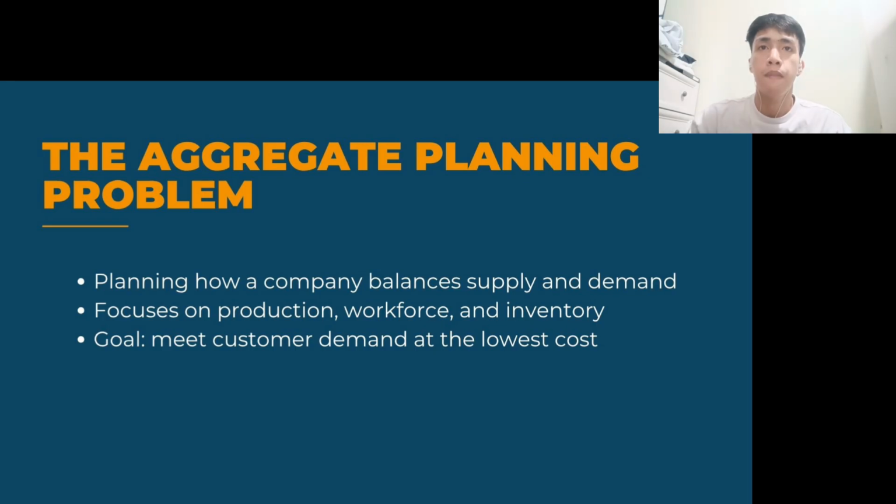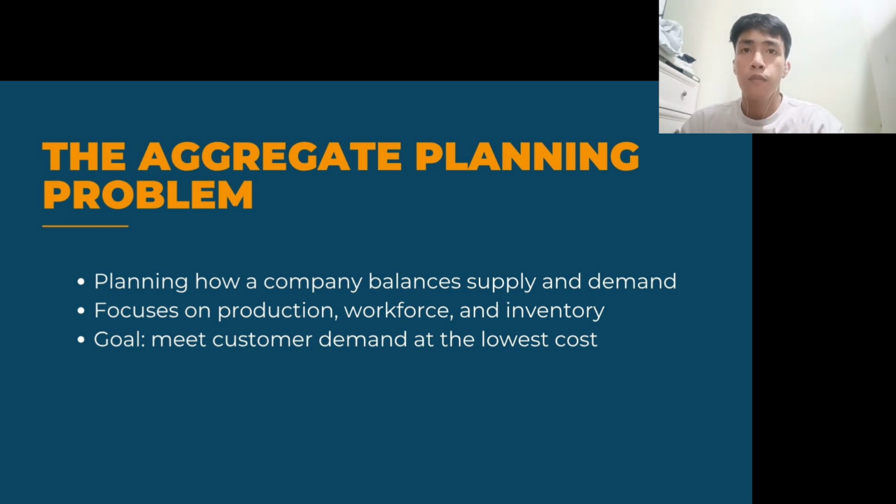Yung aggregate planning problem is about sa kung paano nagpa-plan ang isang company para mabalance yung supply at demand. Dito nagbe-base kung gaano karami yung ipoproduce na product, kung ilang workers yung kailangan, at kung gaano karaming inventory ang i-store. Usually, ginagawa ito for a few months ahead. Ang goal talaga is ma-meet yung demand ng customers habang minimize yung cost.